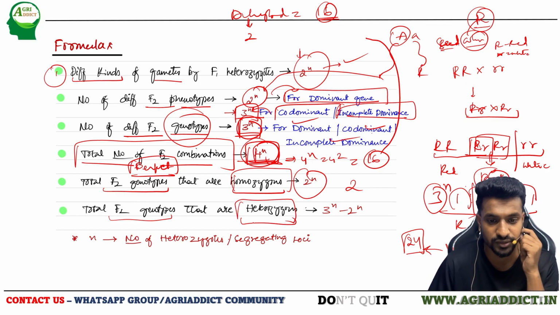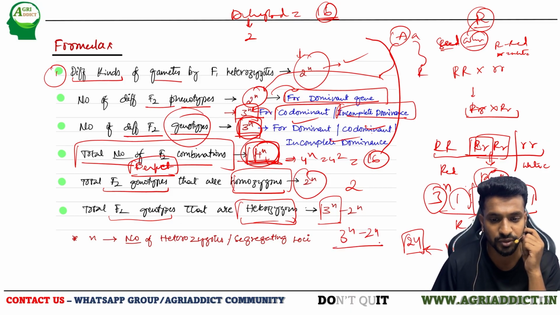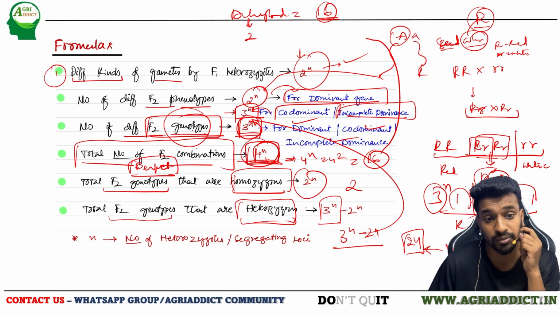For the heterozygous, what we have to do is subtract 2 power n from 3 power n. 3 power n is what? It is the total number of combinations that are possible in case of F2. The total number of different genotypes that are possible will be 3 power n. And since 3 power n will be the total, if we subtract the number of homozygous, what will be left? We are left with only the heterozygous. That is why the formula is 3 power n minus 2 power n.